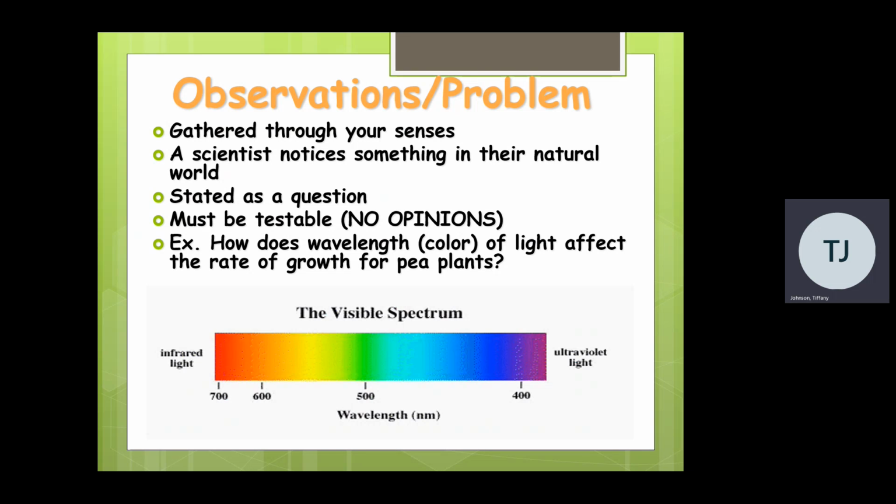So it can't be are bluebirds prettier than cardinals? Prettier is an opinion. But could you test, do bluebirds sing on a higher octave than cardinals? You could test that. So here's your example. How does wavelength or color of light affect the rate of growth for pea plants? So that's an example.